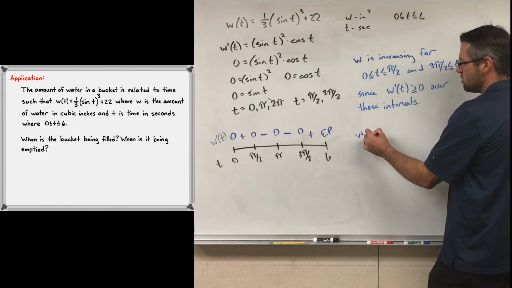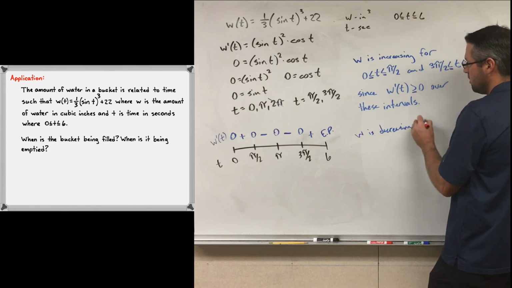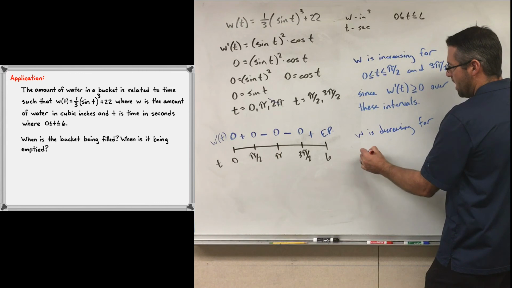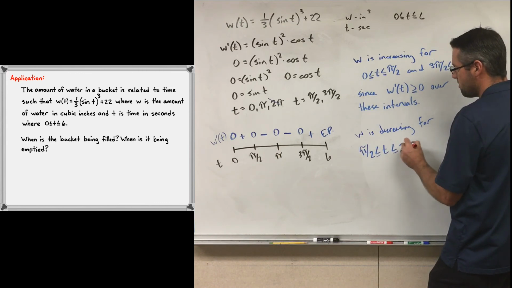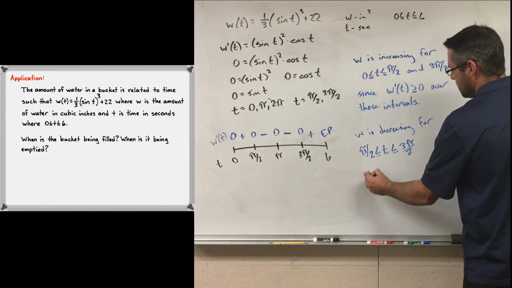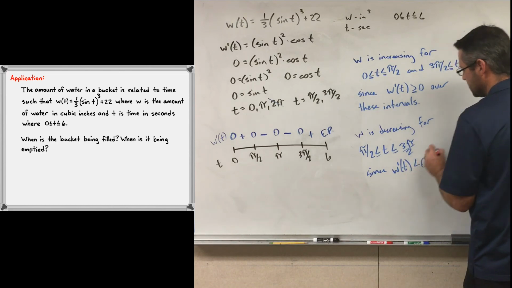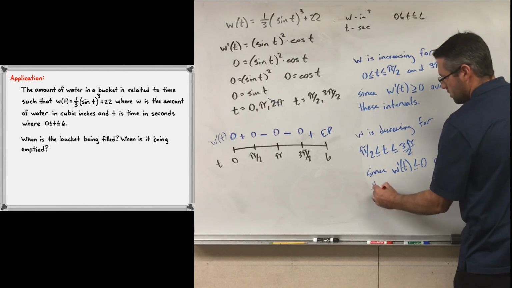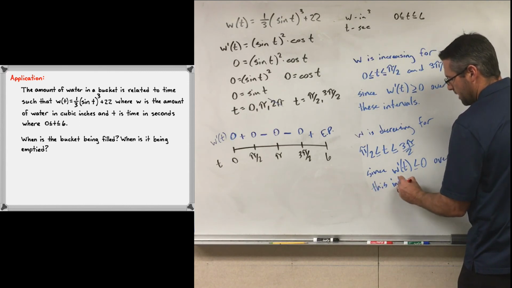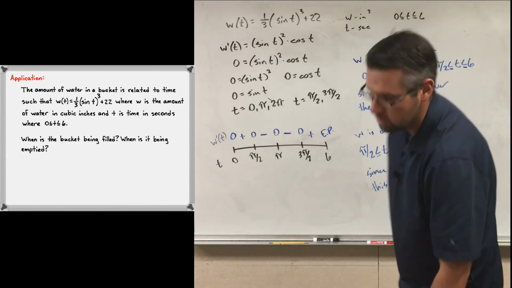Then we can also say w is decreasing, or in other words, the bucket is being emptied for the interval pi over 2, less than or equal to t, less than or equal to 3 pi over 2. Okay? And then same justification, since w prime of t is less than 0 or less than or equal to 0 or negative over this interval. Okay? So I want to express this. This is kind of important to understand.